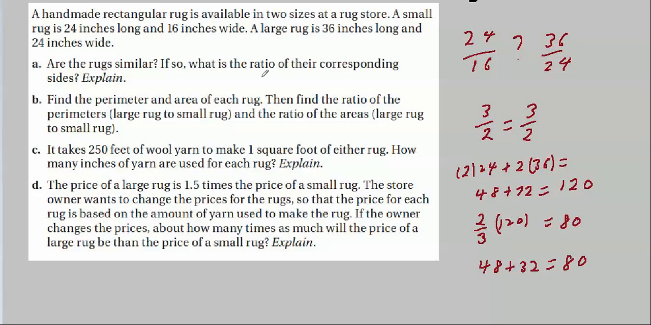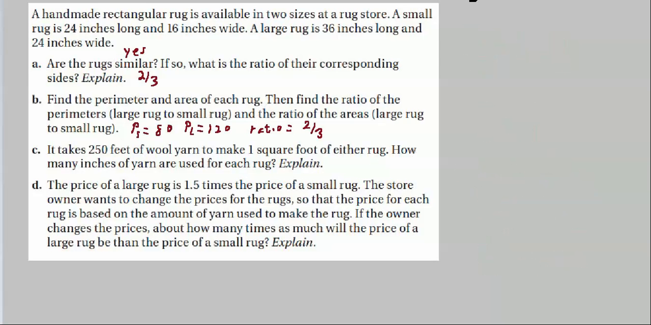So, now I went ahead and wrote in what we found, so as to erase what was to the right and give us more room to work with here. So far we found that they are similar. The similarity ratio is 2/3. We found the perimeter of the small rug, the perimeter of the large rug. The ratio of the perimeters is 2/3, exactly what we expected. But now, what about the areas? Well, let's find out.